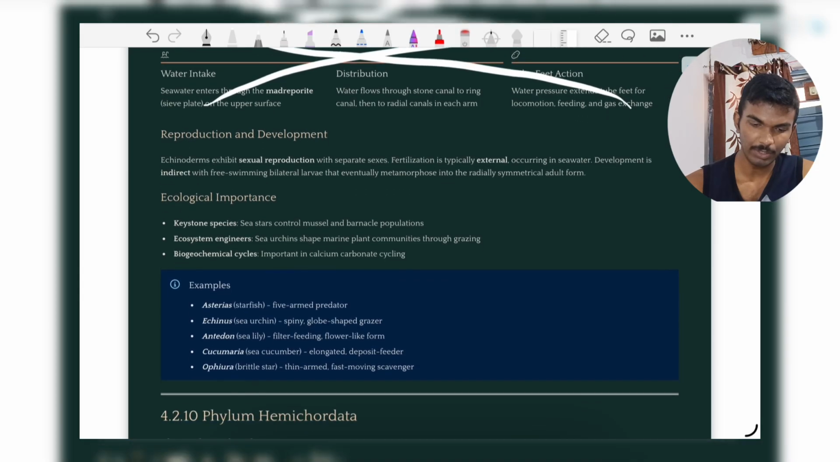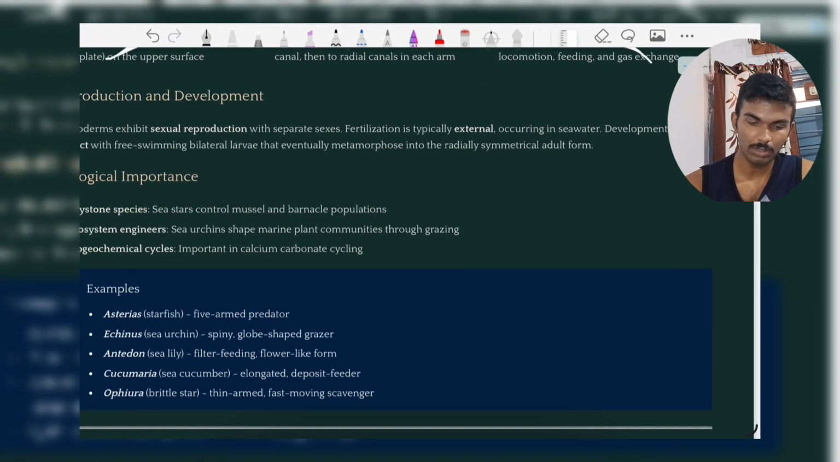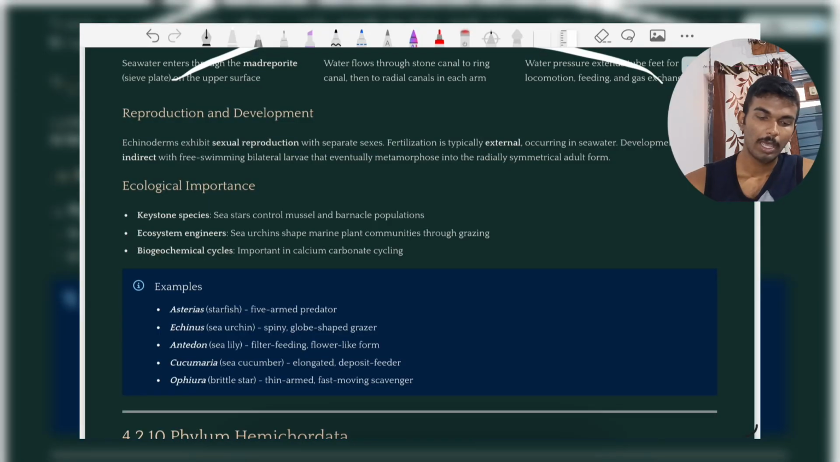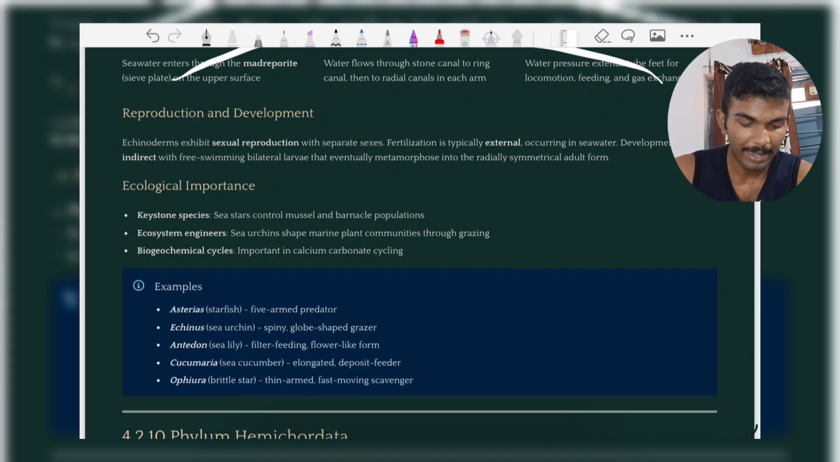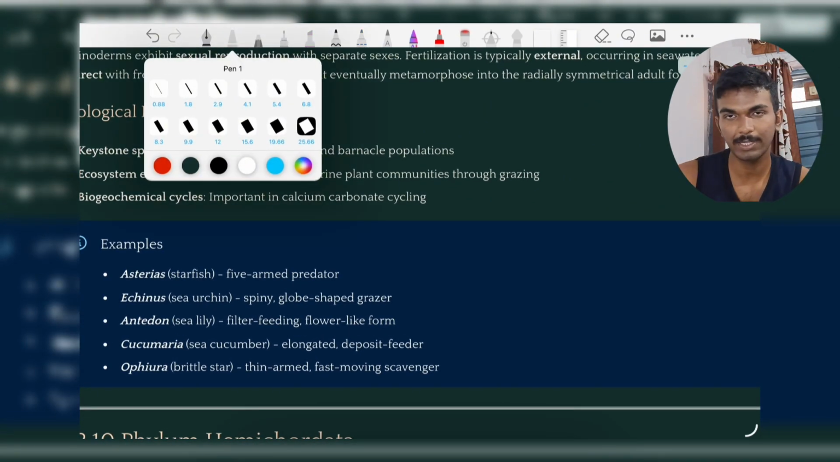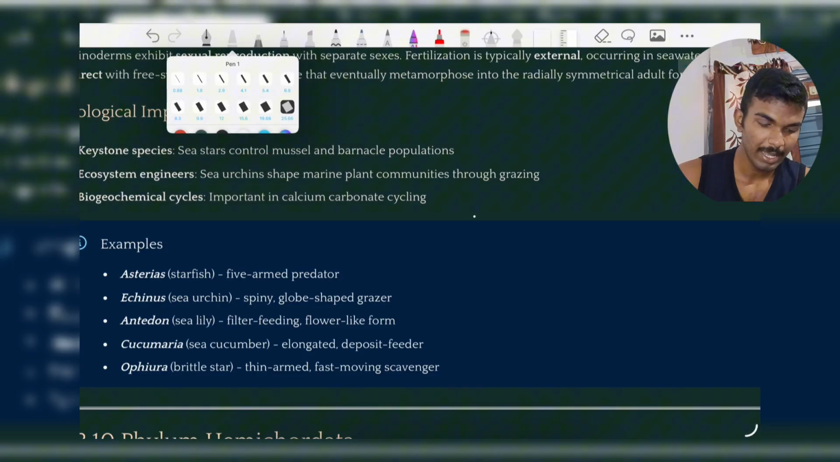Ecological importance. Keystone species: sea stars control mussel and barnacle populations. Ecosystem engineer: sea urchins shape marine plant communities through grazing. Biogeochemical cycles: important in calcium carbonate cycling. Examples are very important, obviously examples in this chapter are very important.